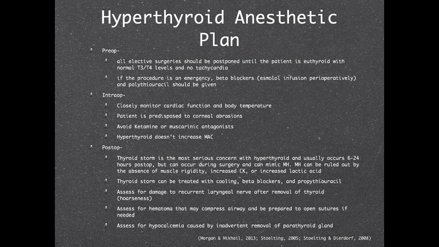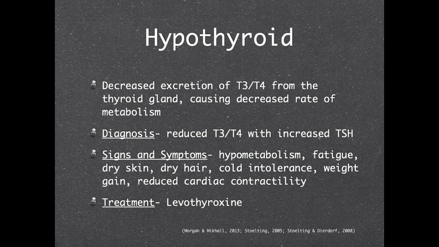Assess for damage to the recurrent laryngeal nerve after removal of the thyroid gland. You can assess this by noting hoarseness. Assess for hematoma that may compress the airway and be prepared to open the sutures if needed. Assess for hypocalcemia because removing the thyroid gland can often lead to an inadvertent removal of the parathyroid gland.